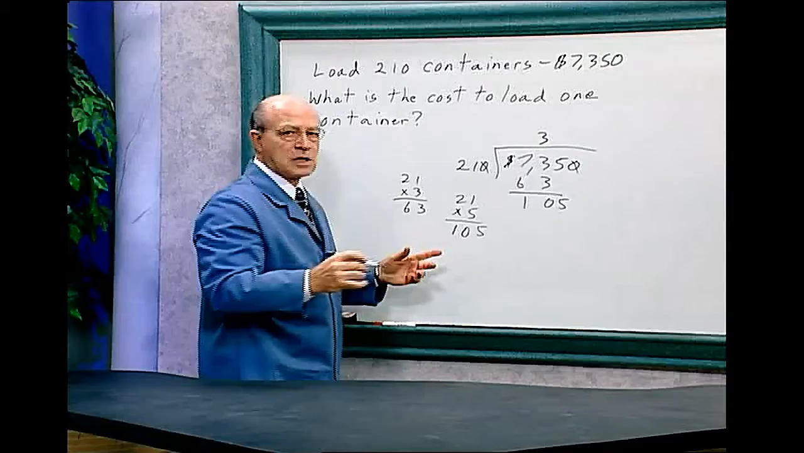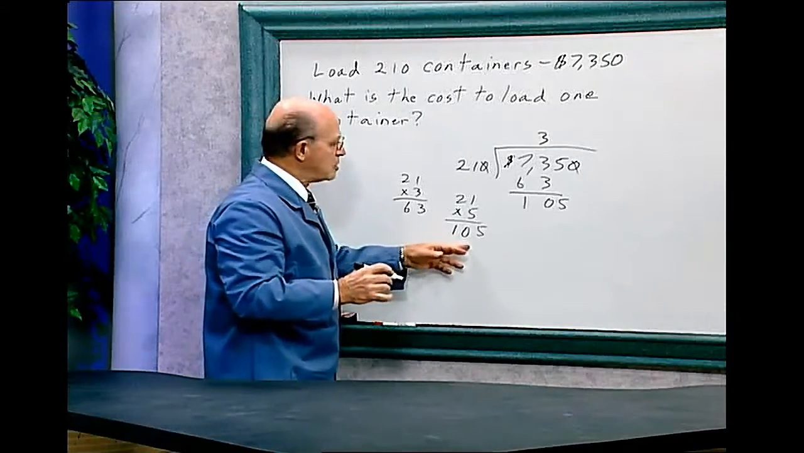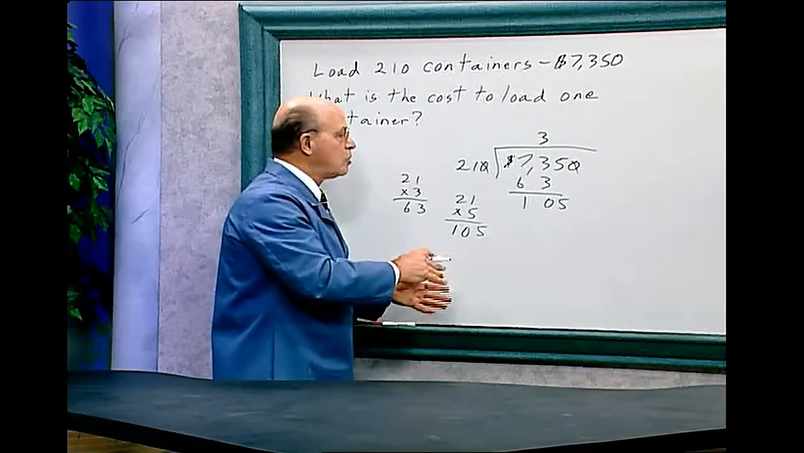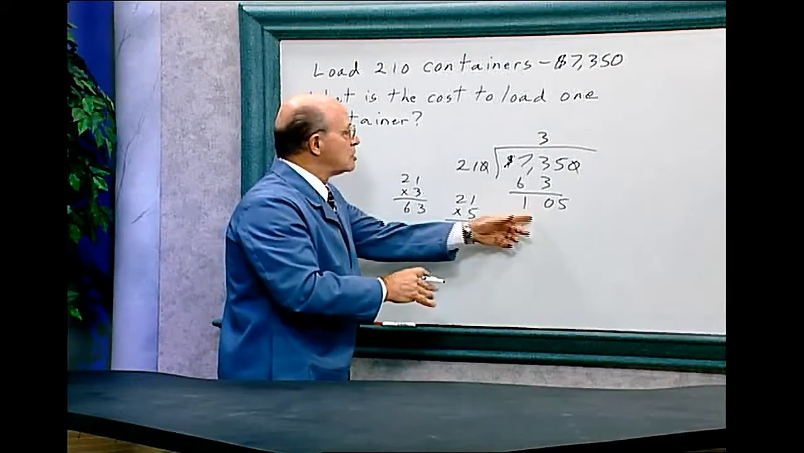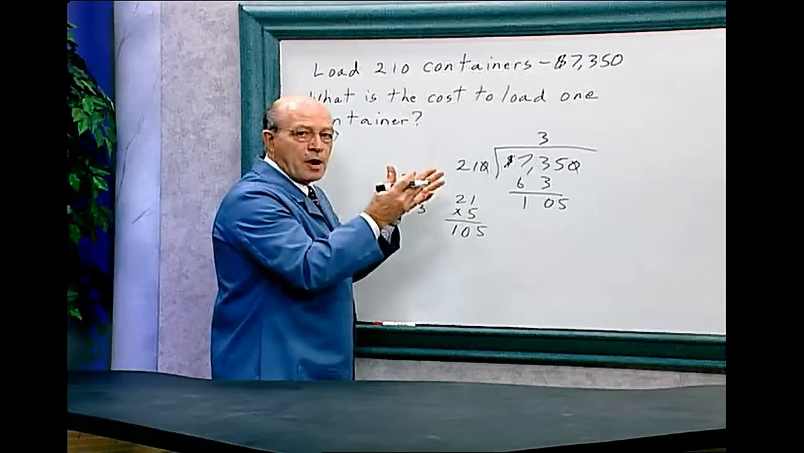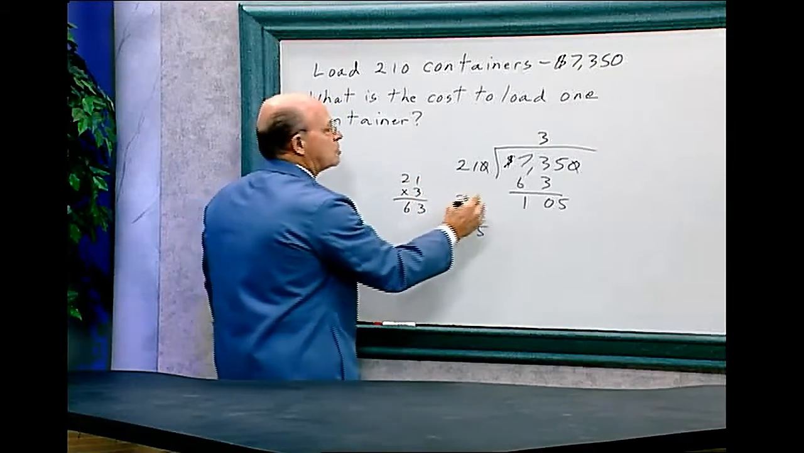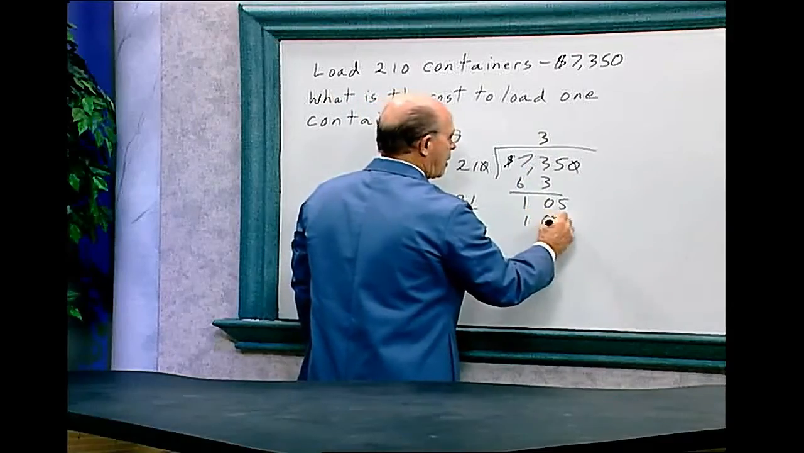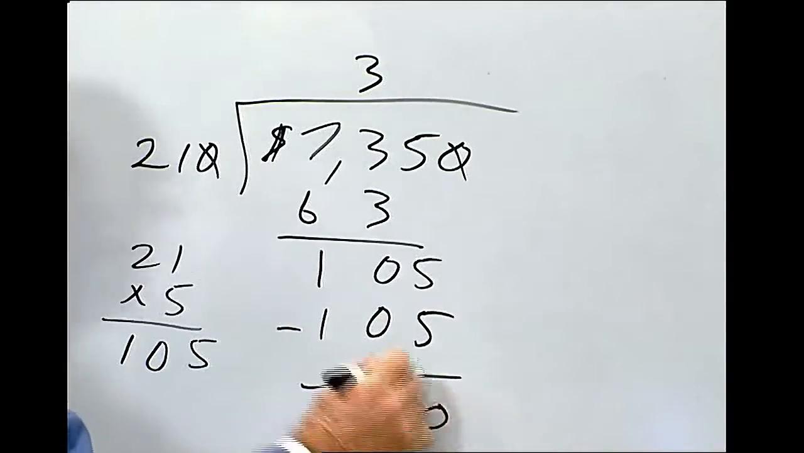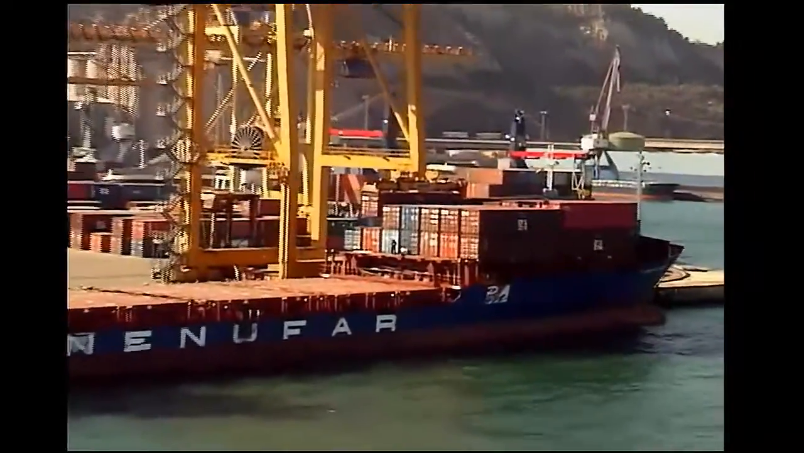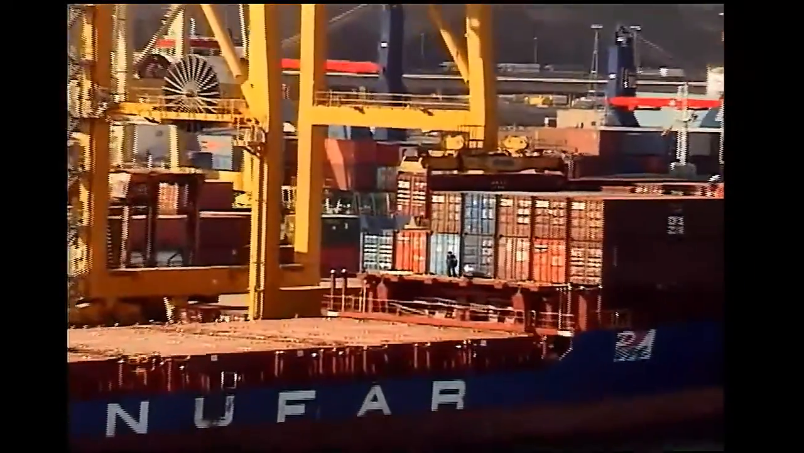And I say it looks like because if this number is ever larger, then you have to make it lower. And if it's too low, if this number here is larger, then you have to bring the number up higher. So you do the math on the side. So it goes in 5 times. Should put the minus over here too. So it costs $35 to load one container.